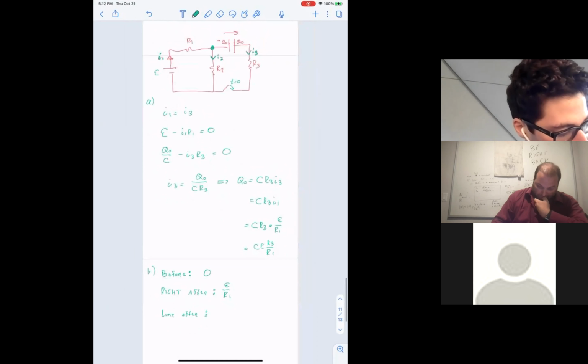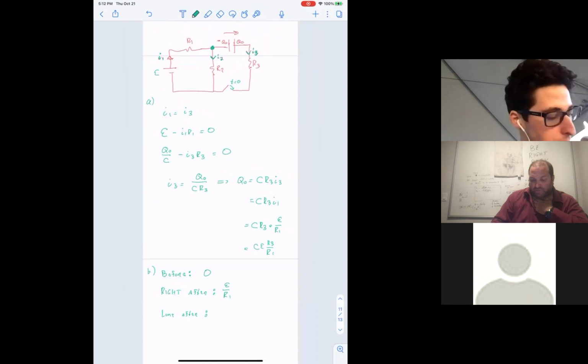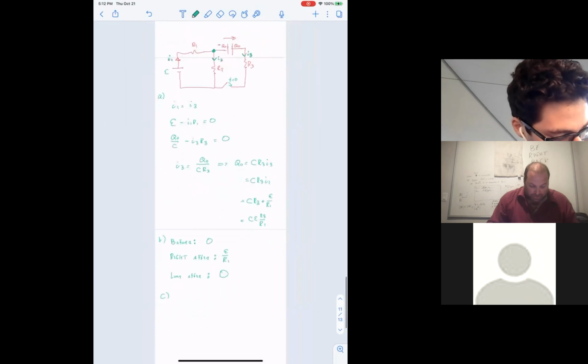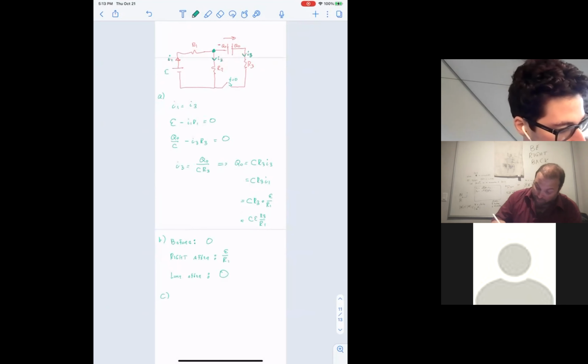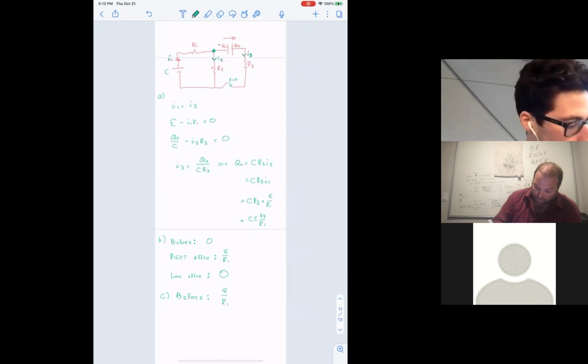And long after, isn't it also 0 again? Because the capacitor becomes like an open switch. So long after, the capacitor becomes full, and once the capacitor is full there's no current anymore. It acts like an open switch. Now, if Q naught has the value found in A, what is the current through R1 before the switch is closed? Well, before the switch is closed, we just get E over R1. Yeah, that's easy.